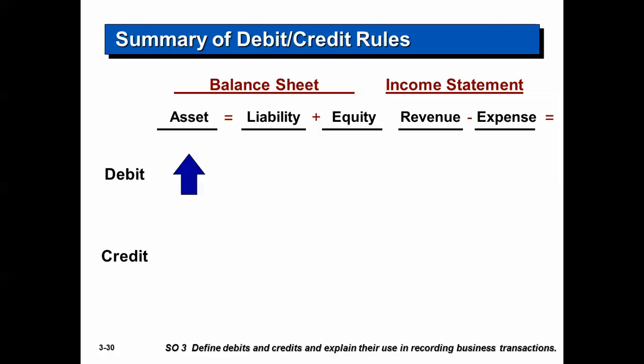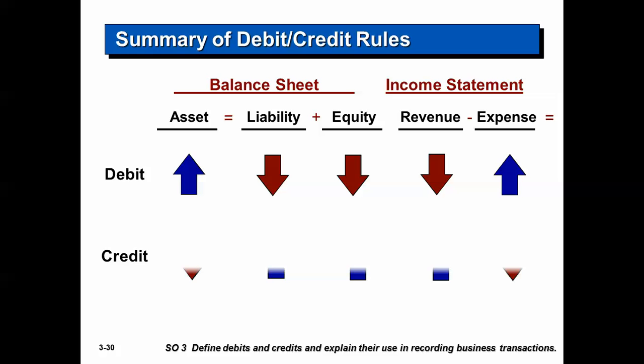So here's the summary of it. Assets up, expenses up, liabilities and owner's equity down. They're debit balance accounts, okay? And it's the opposite for the other three.